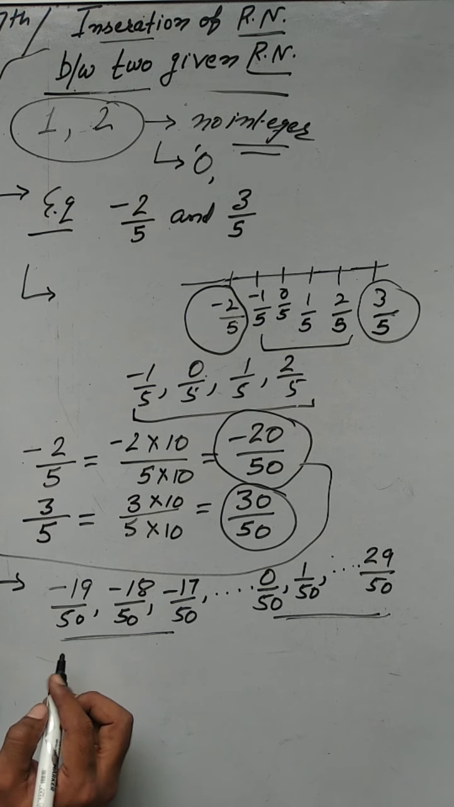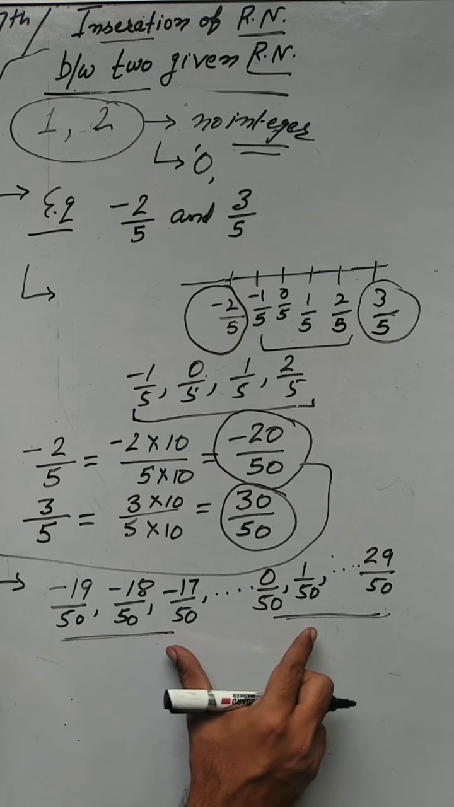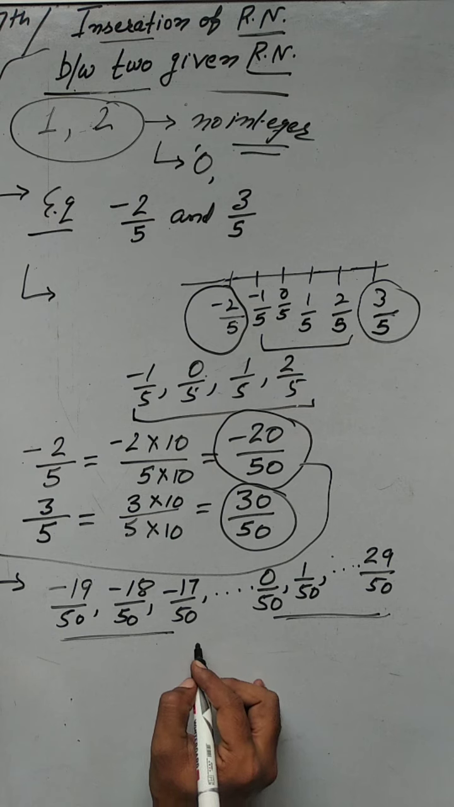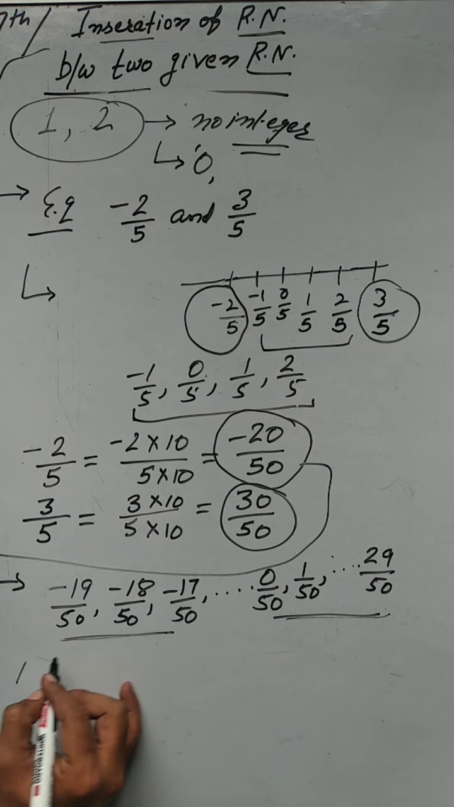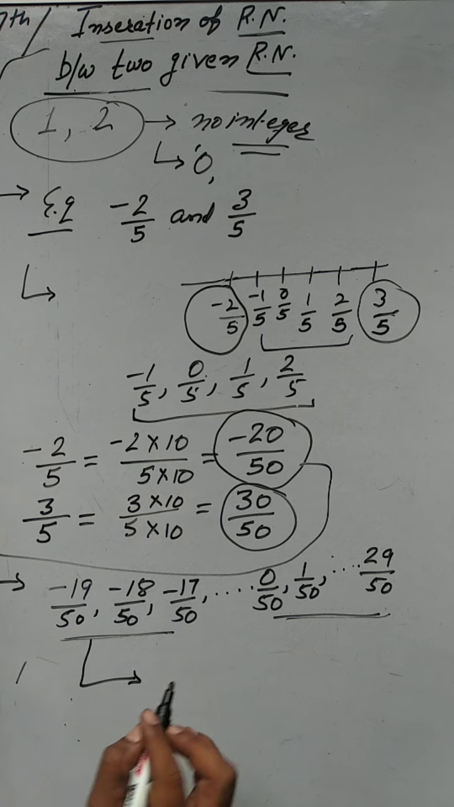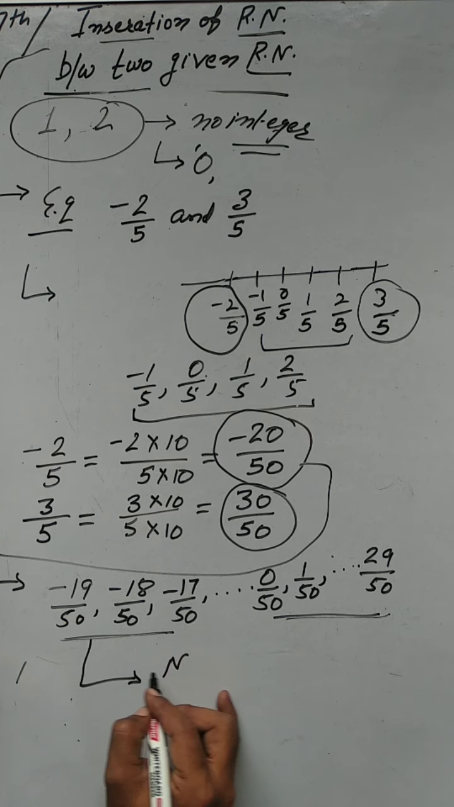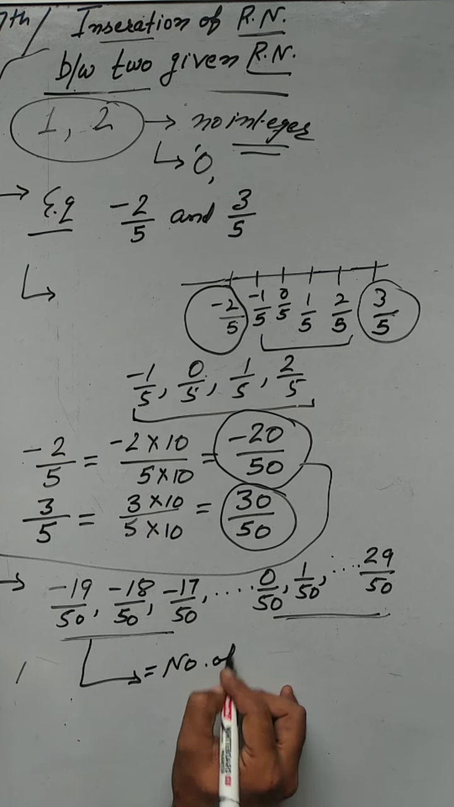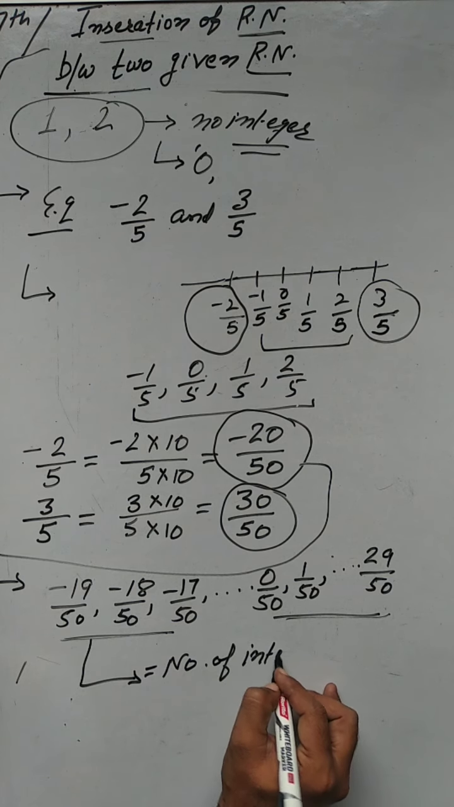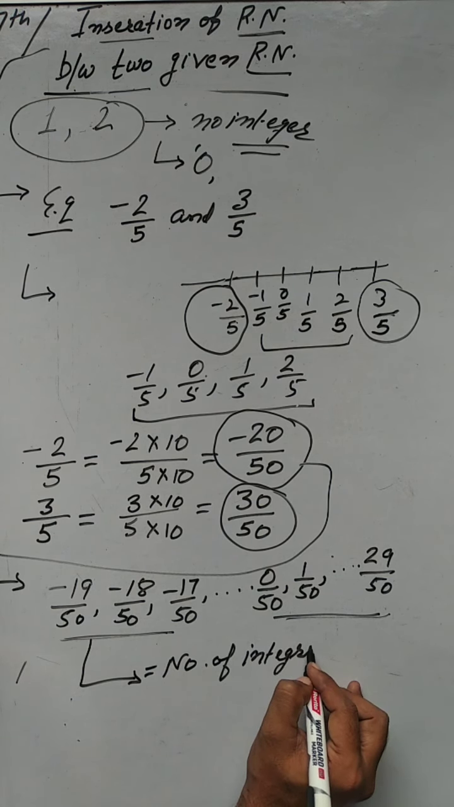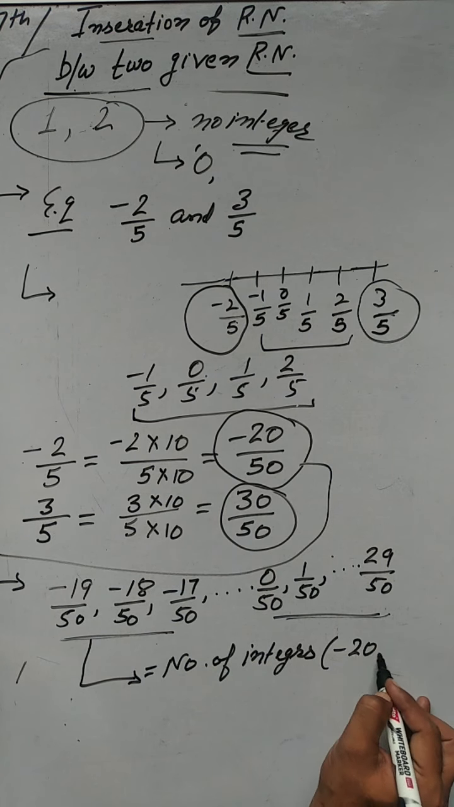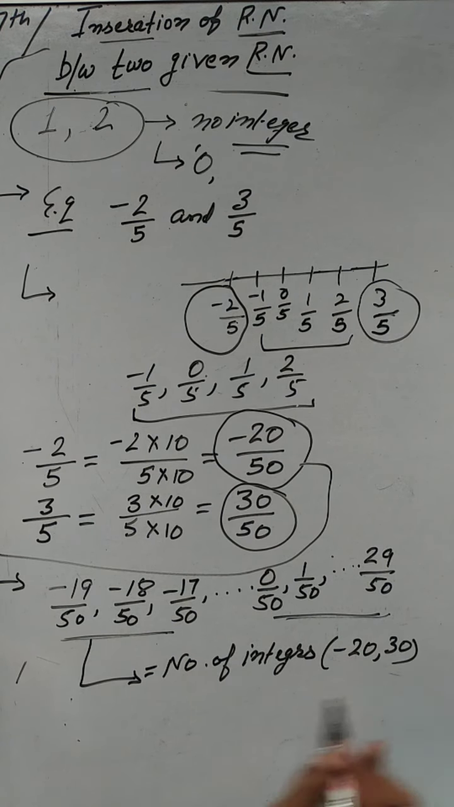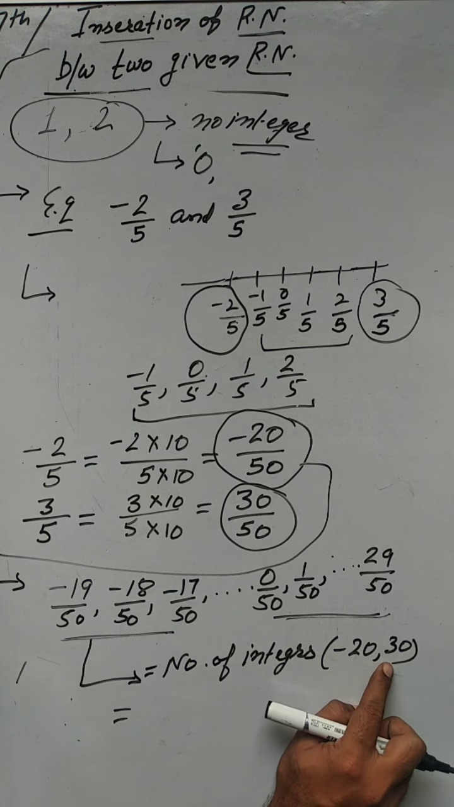How can you find how many rational numbers these are? The number of these rational numbers will be equal to the number of integers between minus 20 and 30. And you can easily find how many integers there are between minus 20 and 30.